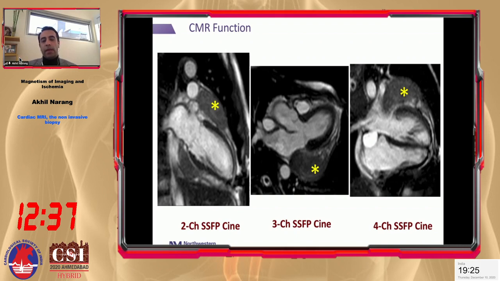And so I think we can see intramyocardial hemorrhage, we can see microvascular obstruction, and so we can get a lot of information on not just the acuity of an infarct, but also the prognostication for it as well. And so that's the nice thing about it, is we can characterize the myocardium very nicely.